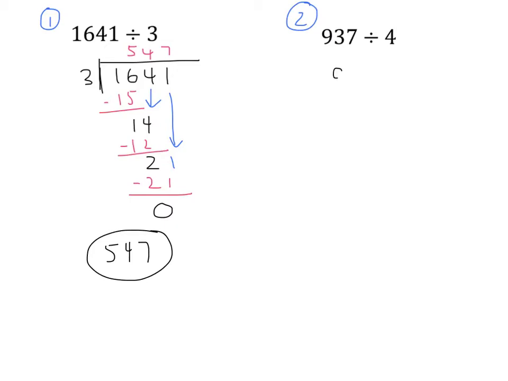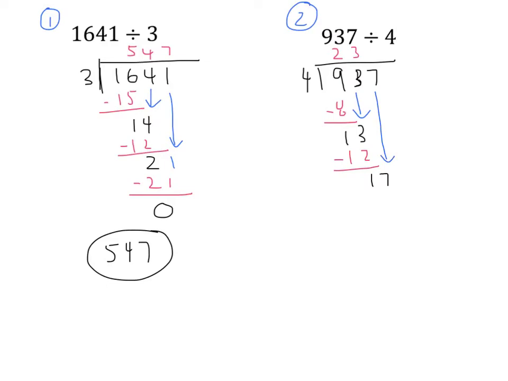Okay? Let's look at the next one. So we want to do 937 divided by 4. Well, let's think. How many times does 4 go into 9? 2 times. So 4 times 2 is 8. And then we can subtract that. And I get 1. But we need to bring down this 3. So now we ask the question, how many times does 4 go into 13? Well, 4 goes into 13 3 times. So 4 times 3 will get me 12. And 13 minus 12 is 1. And then we need to bring down this 7.